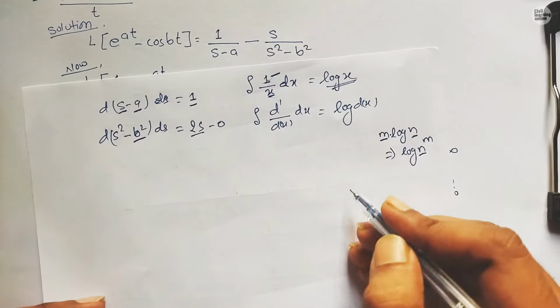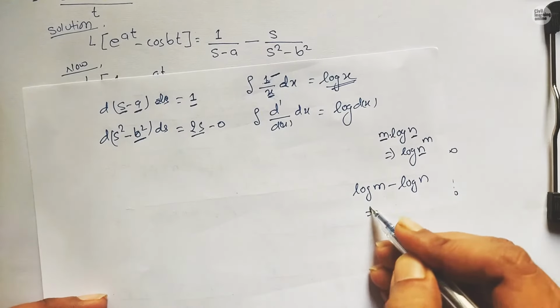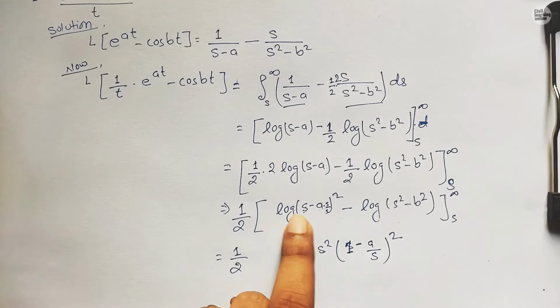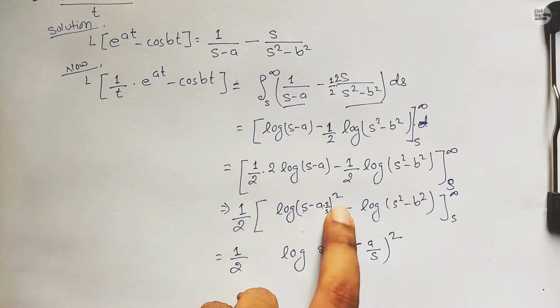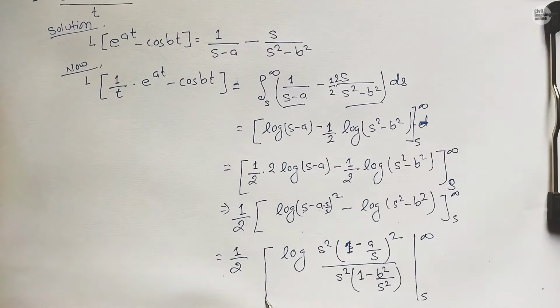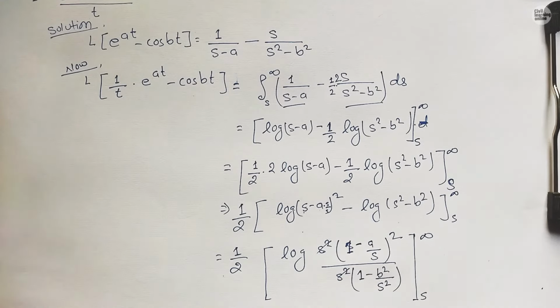And one thing more: what happens when log m minus log n, it becomes log m upon n. That is what I have done here. So log m upon n, where n is s square, again take s square common from here, so s square times (1 minus b square upon s square), and put the limit infinity to s and close the bracket here. So s square gets cancelled out.